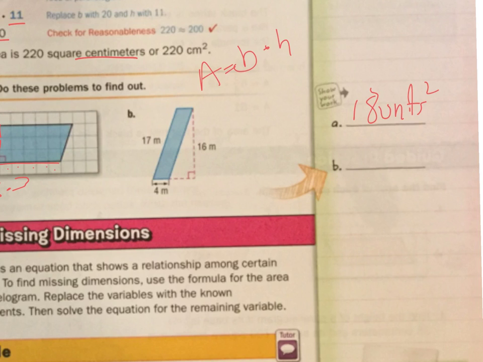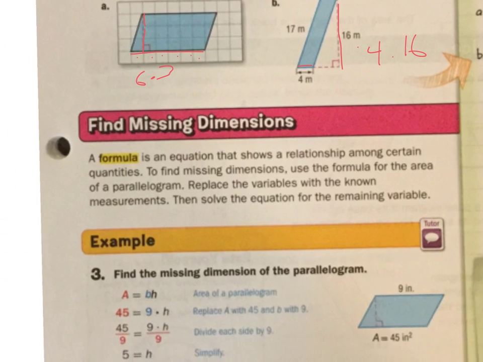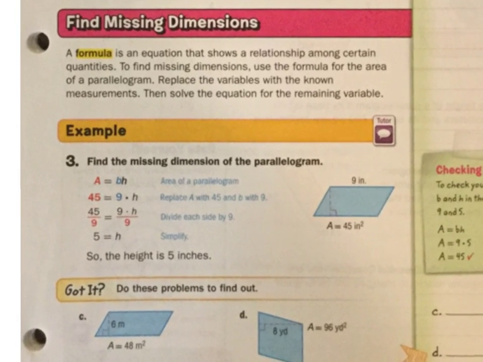Okay, now look at B. It's kind of a goofy little thing, but we know the base is 4. We know the height is 16, so it's 4 times 16. And when you do 4 times 16, you get 64. This time it's meters, and it's squared because it's how many squares go in the middle. It's the area.